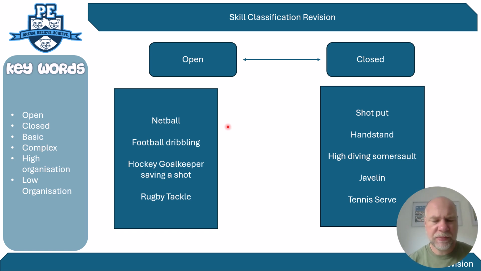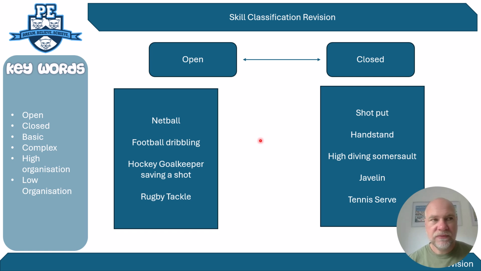But in general, you could probably pick most skills in netball as an open skill. Football dribbling, goalkeeper saving a shot. In this case, they've used hockey goalkeeper, but you could use a football goalkeeper or handball goalkeeper as your example, and or someone making a rugby tackle. Other closed examples that they've used regularly are shot put, handstands, high diving somersaults, which again could be replaced by gymnastic somersaults or trampoline somersaults, javelin throwing and tennis serves.